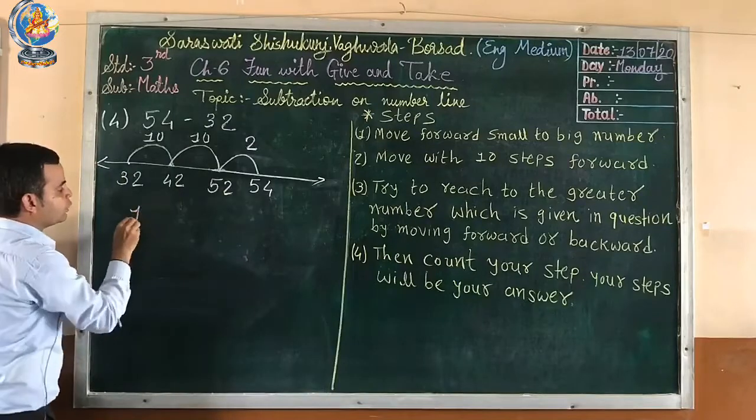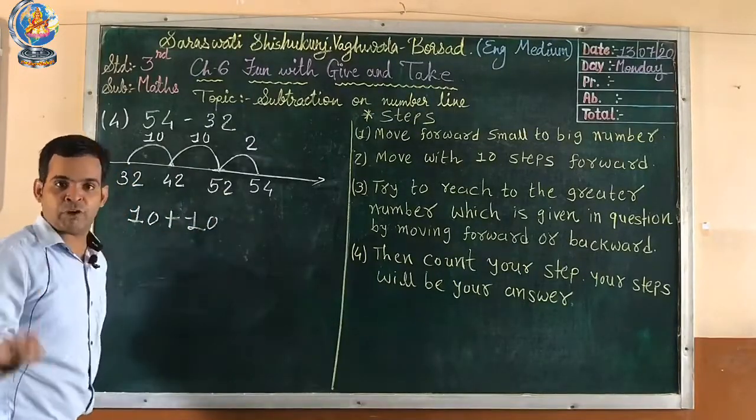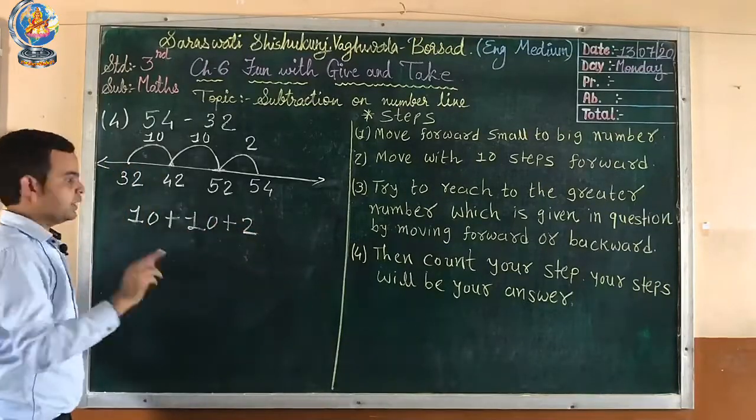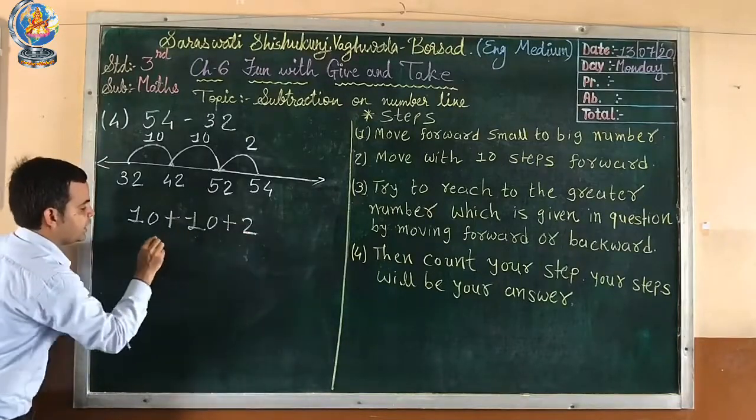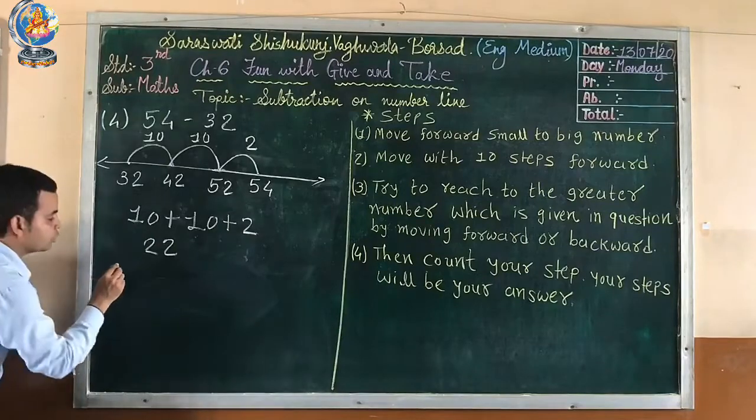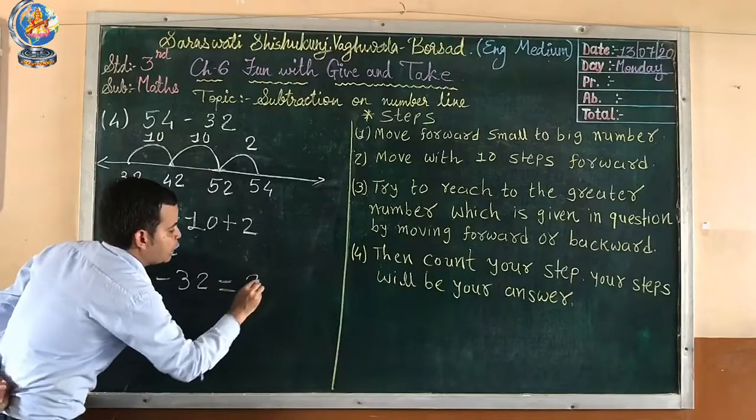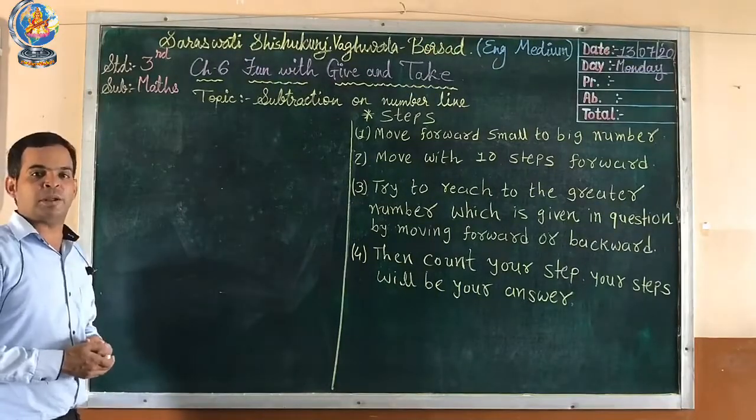So how can we calculate? 10 plus 10, and here we go 2 steps forward, so we write plus 2. Understood? Now 10 plus 10 is 20, 20 plus 2 is 22. So our answer is 22. How can we write it? 54 minus 32 is equal to 22. Understood about this sum? Let's see the fifth sum.